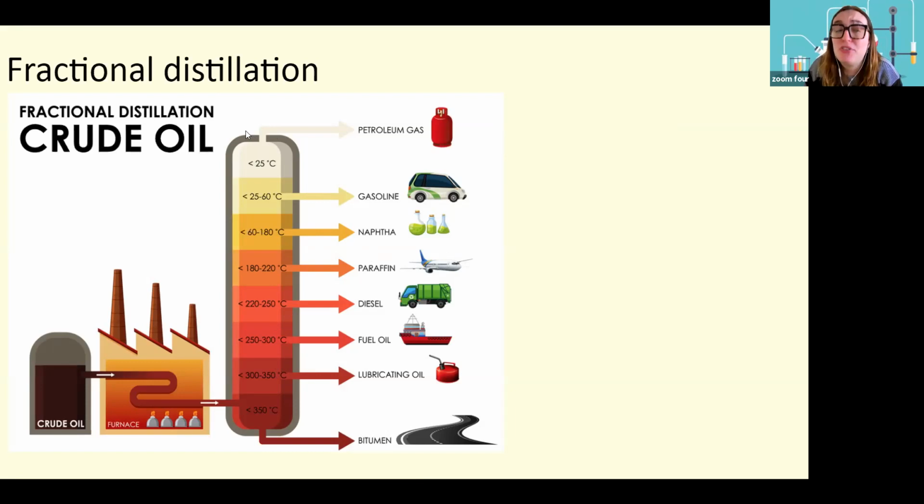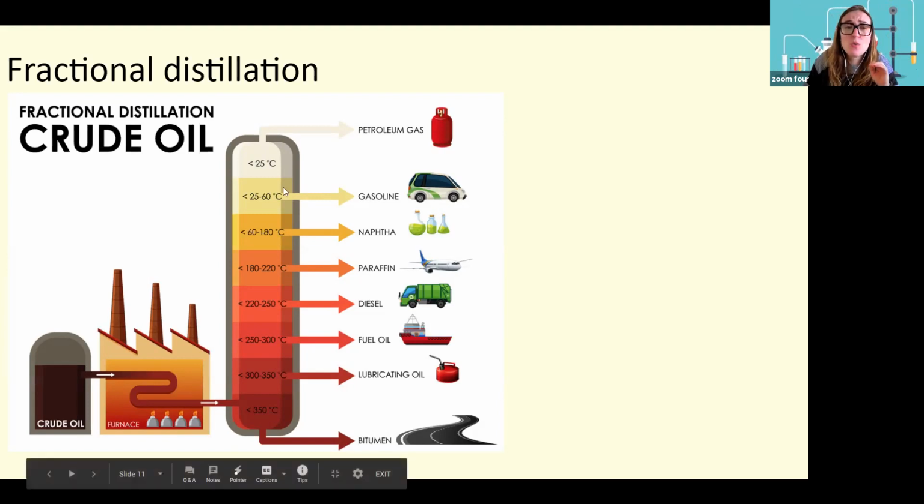Right at the top of the tower, you've got the compounds that don't actually condense within the temperature in the column, and they're collected as gases. And we know, guys, that methane, for example, is a gas. It's a fuel, but it's a gas. We use it in our gas taps, and if you've got a gas cooker, you use it there as well.